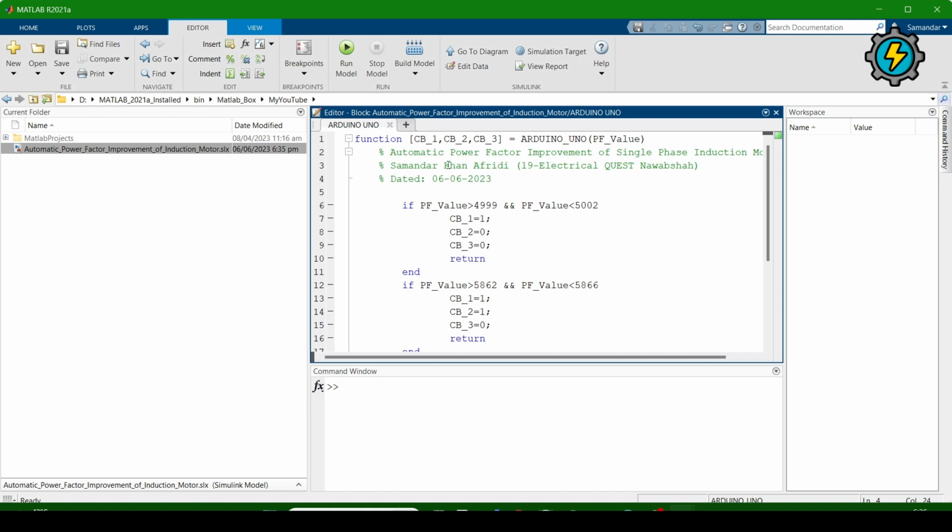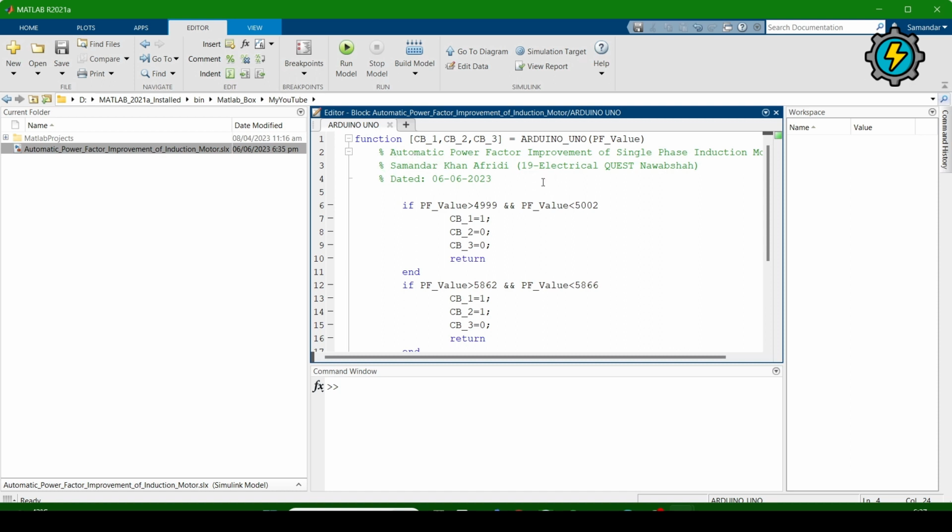Here we will understand from the beginning that the function is made as an Arduino Uno, and there are three outputs: CB1, where CB stands for circuit breaker, then circuit breaker 2 and circuit breaker 3. PF is the power factor value, which we get as an input. Whatever input we have is defined in the brackets after the name of the function. Then we comment out some messages.